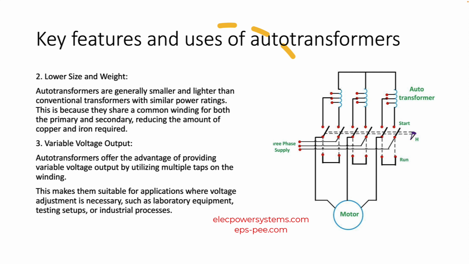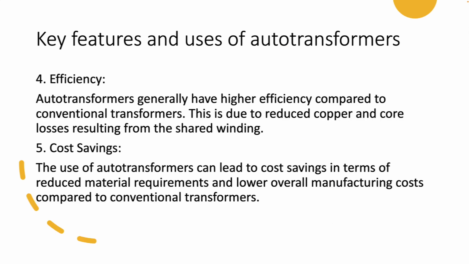Variable voltage output. Autotransformers offer the advantage of providing variable voltage output by utilizing multiple taps on the winding. This makes them suitable for applications where voltage adjustment is necessary, such as laboratory equipment, testing setups, or industrial processes. Efficiency. Autotransformers generally have higher efficiency compared to conventional transformers. This is due to reduced copper and core losses resulting from the shared winding.